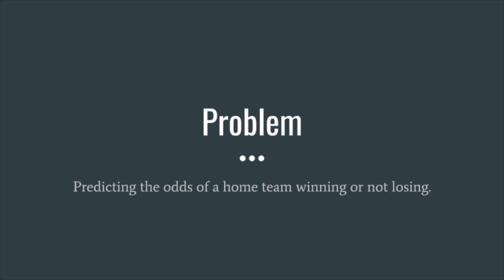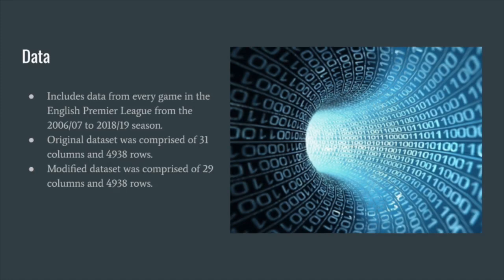So we chose the pretty cut and dry problem of predicting the odds of a home team winning or not losing based on game stats. Our data was comprised of the stats of every game in the English Premier League from the 2006-07 to the 2018-19 season. The original dataset was comprised of 31 columns and 4,938 rows, but we modified it so that it was in the end comprised of 29 columns and 4,938 rows. I'll get into this change in columns next.